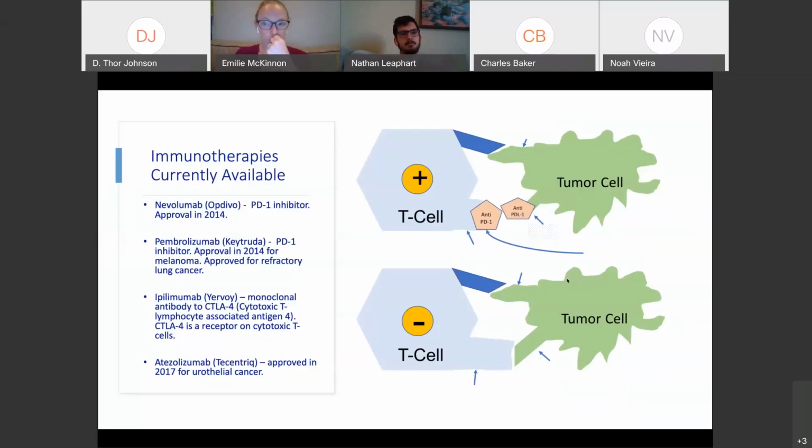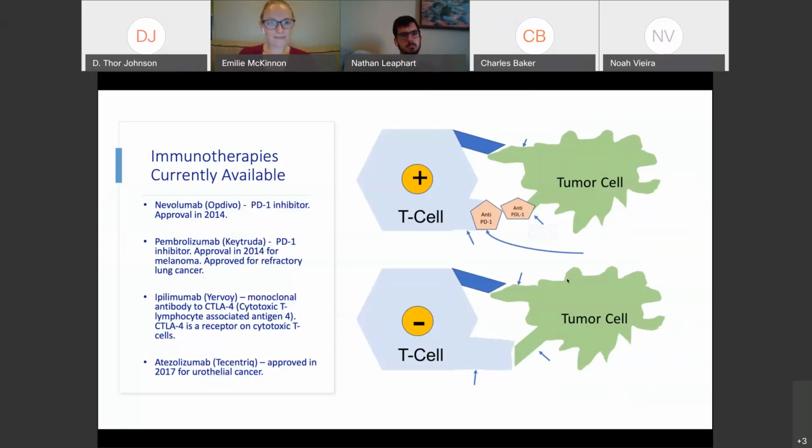Ipilimumab is actually to CTLA-4, cytotoxic T lymphocyte antigen 4. And that's another marker that, again, sensitizes the immune system. And the beautiful thing about these drugs is when people respond to them, they really respond to them. So not everybody responds to them. In fact, only about 20% of patients actually respond. But when people do respond, they really respond. And then the other thing about them is most of you realize, seeing patients in the hospital, that chemo sucks.